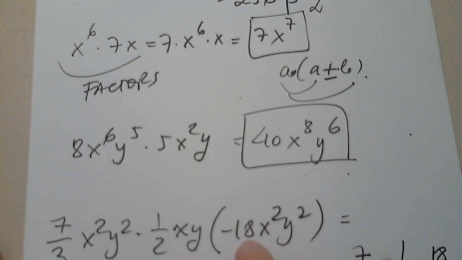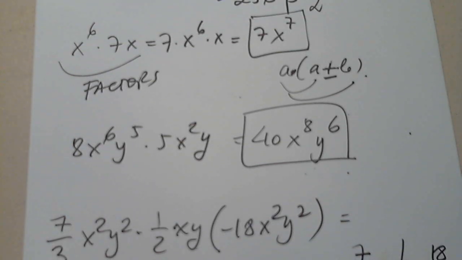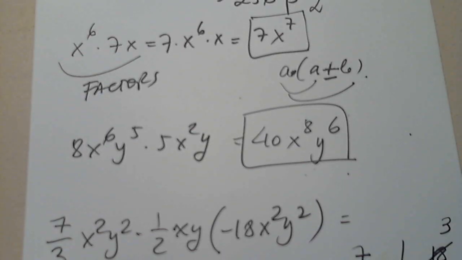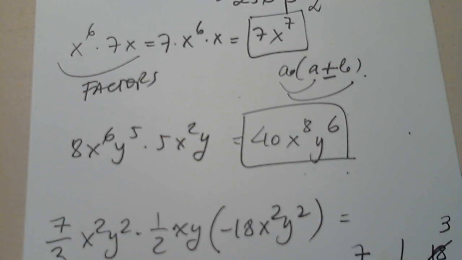Now I take care of the numbers. 7 over 3 times 1 over 2 times 18 over 1. But I have 6 here. I will simplify. I will refuse to multiply. If I can simplify, I will never multiply first. So 7 times 3 is negative 21.